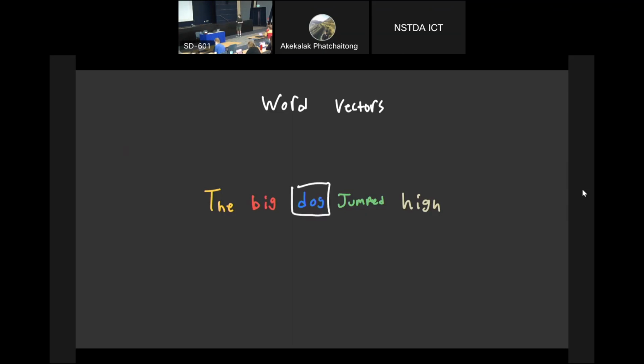And so, we have this sentence, the big dog jumped high. If we really understand what dog means, then we should be able to understand how it relates to all the other words and also how all the other words relate to it. And if we have that deep understanding, one thing we should be able to do is block it out. We would call this masking, and we should be able to predict what word would go in there. And dog fits fine, the big dog jumped high, that makes sense. Cat also fits. The big cat jumped high.